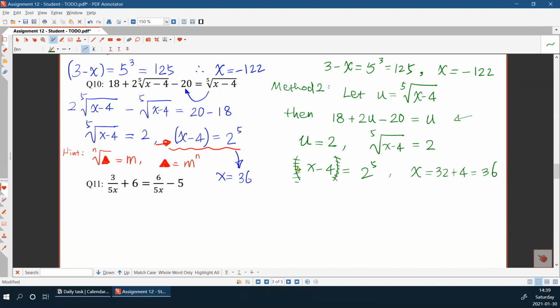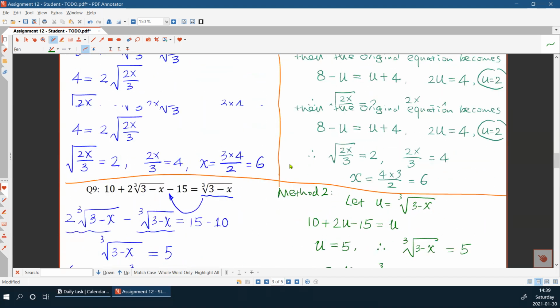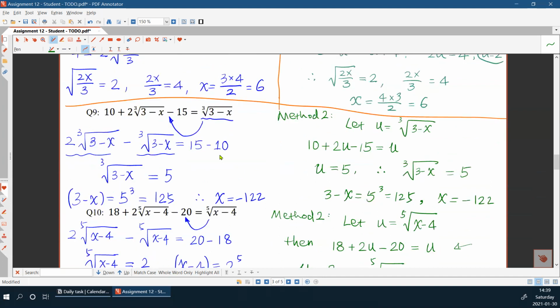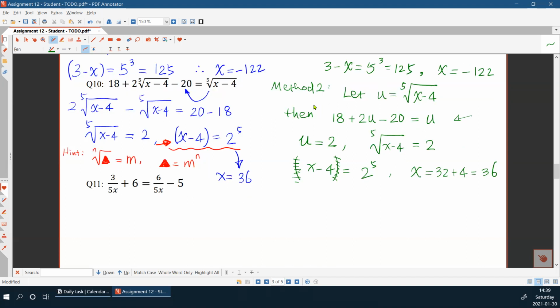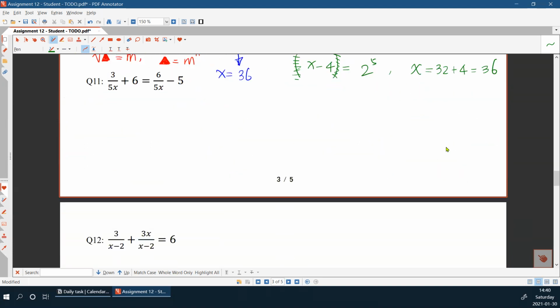Any questions? Now you can see questions 8, 9, 10 are actually of the same type. You can choose either method, whichever you feel very comfortable with. Okay. If you don't have any questions, we'll move towards the next one.